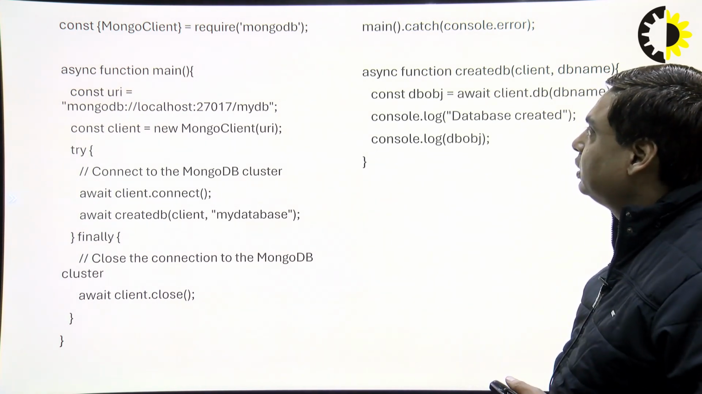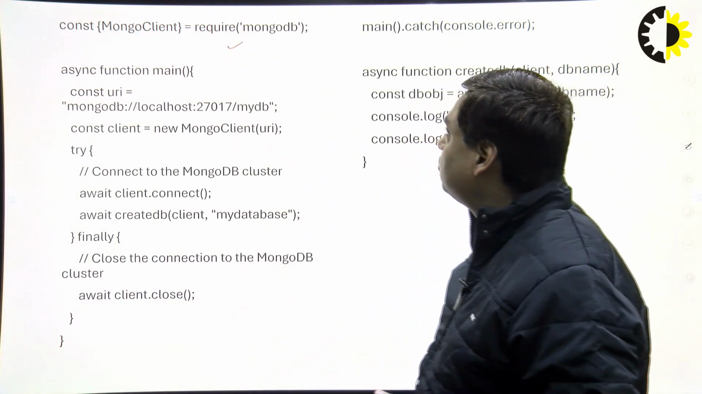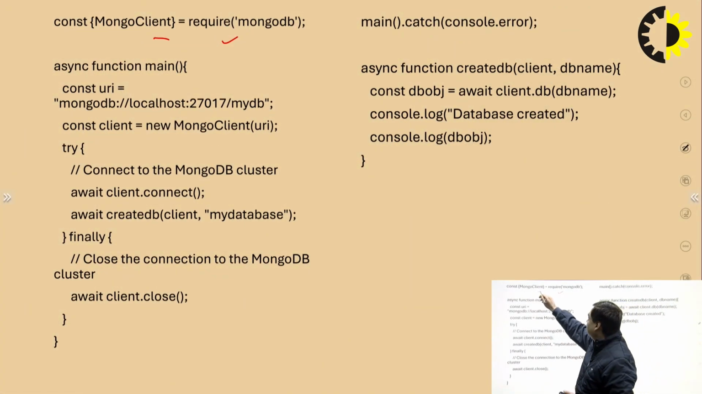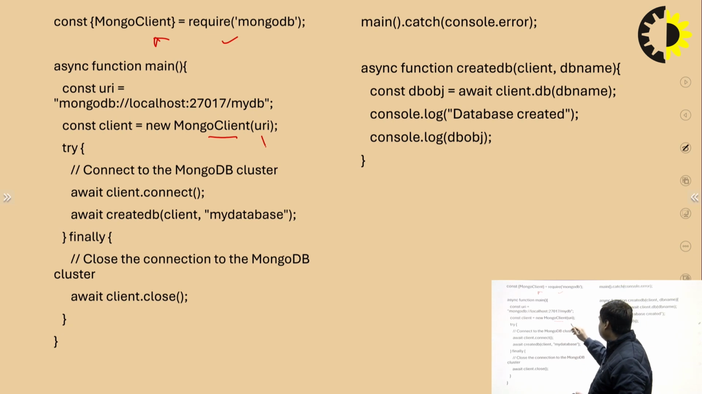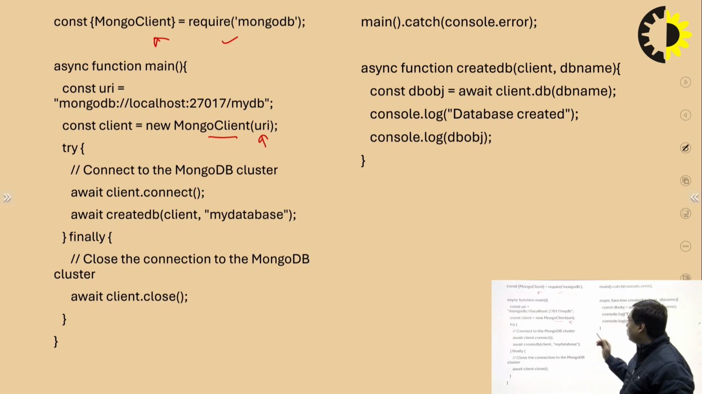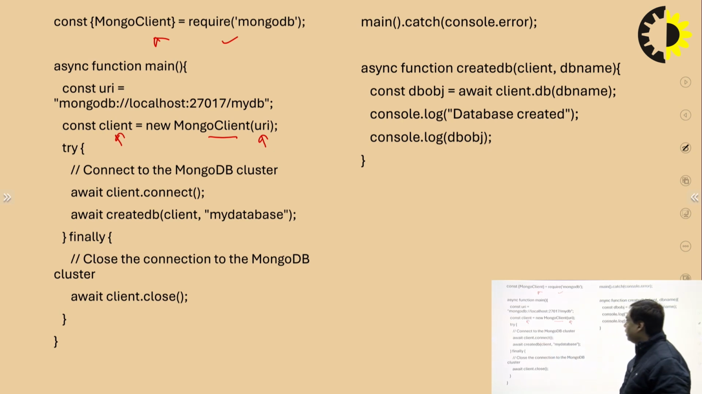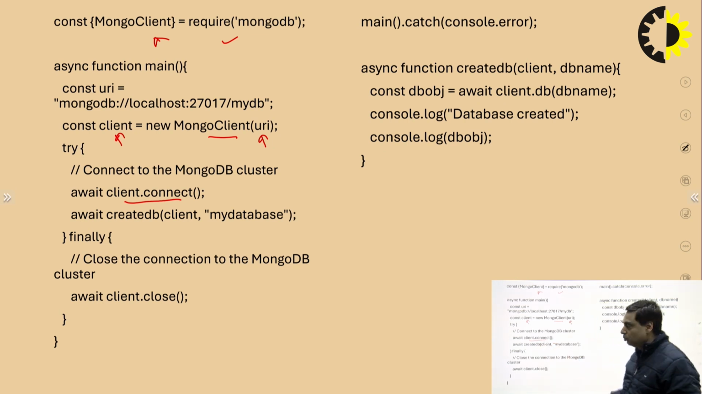Just briefly describing, we are importing the MongoDB module, and we have created a variable, and we are calling the constructor with the URI. The URI is already defined, then the client object is created. Next, we are using the client and connect to connect to MongoDB.